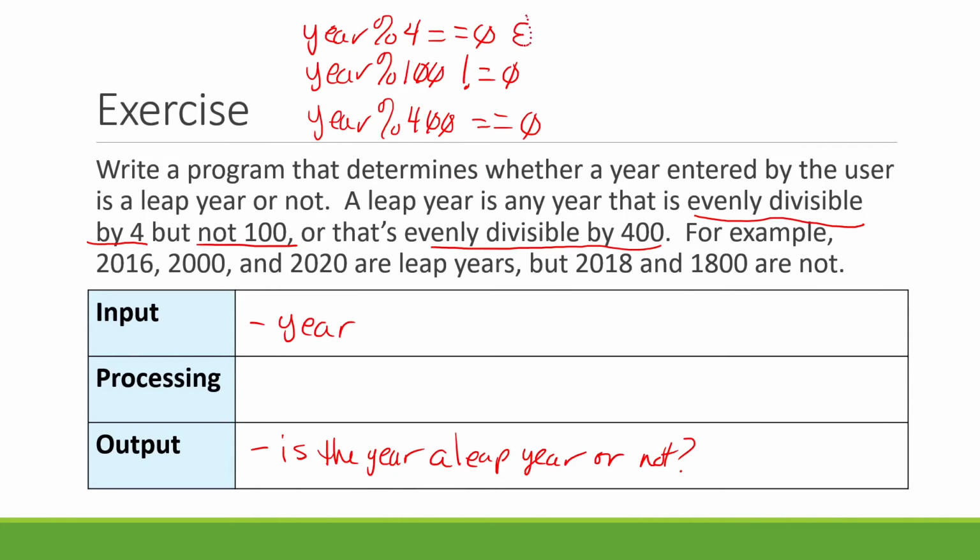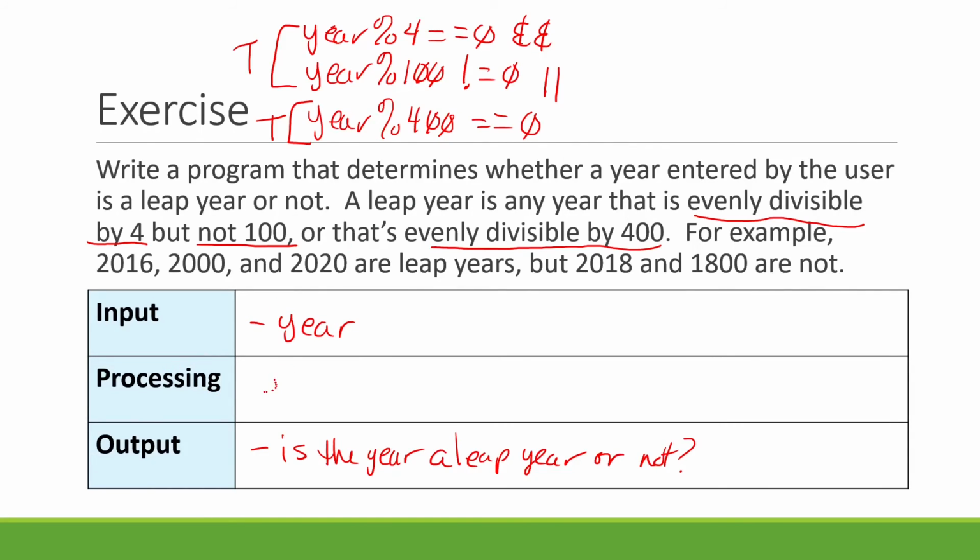So this needs to be an and to join these first two together. They're going to be joined with an and. The last part says, or it's evenly divisible by 400. So that means either this set of conditions is true or this condition is true. So this is then going to join to this last one with an or.